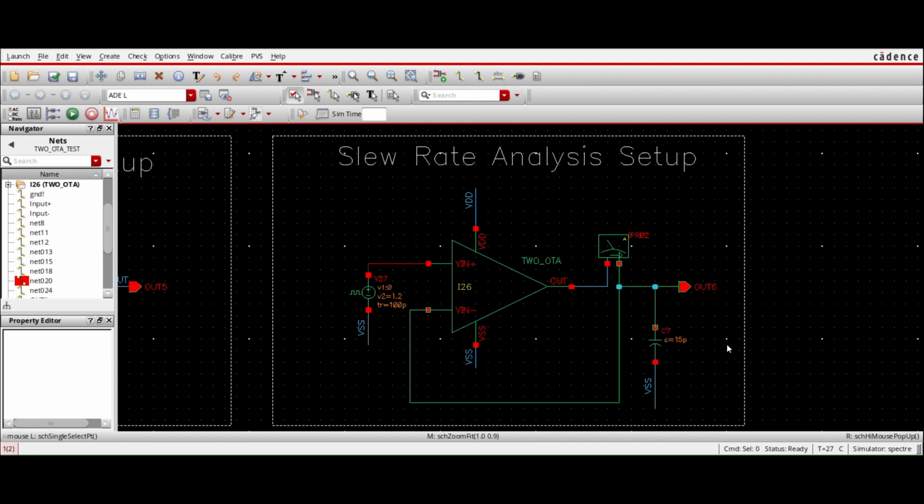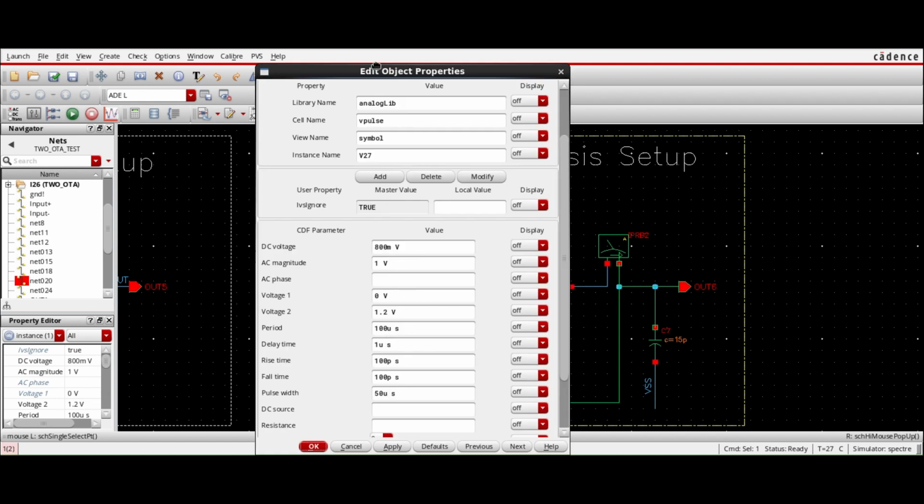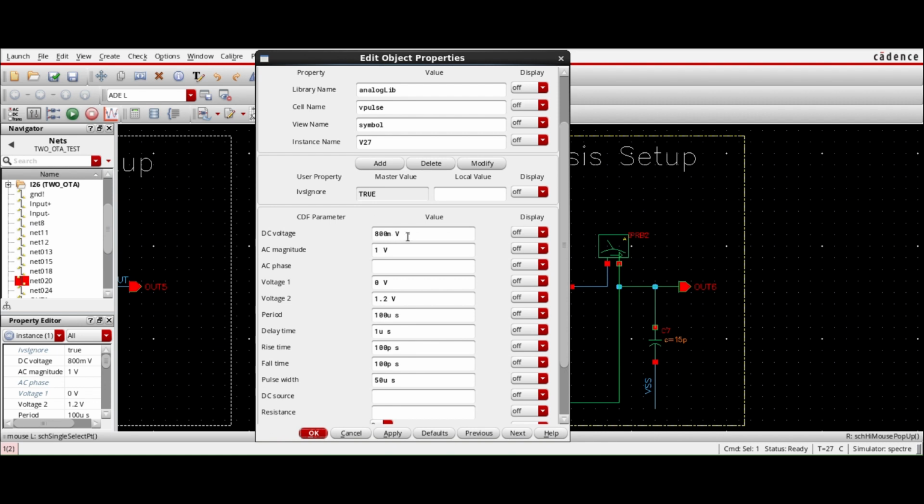So to analyze this circuit, let's put a pulse in the input. Here this biasing voltage is the same, which is 800 millivolt. AC magnitude is not required because we perform transient analysis to calculate its slew rate.